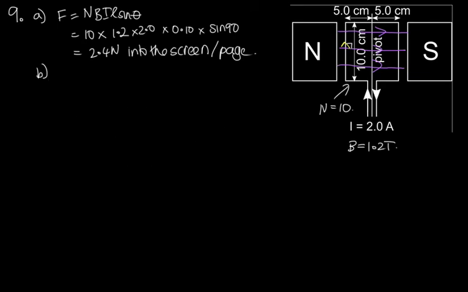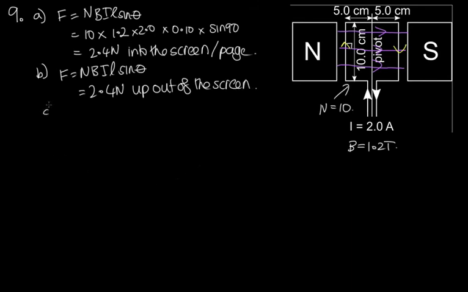Now, part B of the question asks, what is the force on the right-hand side at the same moment in time? So now on the right-hand side, we've got the current flowing down in this direction. And then once again, we'll have F is equal to NBIL sine theta. You can see all these terms are going to be identical to up here. The length's the same, the current's the same, the magnetic field's the same, and the number of turns is the same. The only difference is that if we use our right hand rule now, our palm is pointing up out of the screen. So it's going to have the same magnitude.